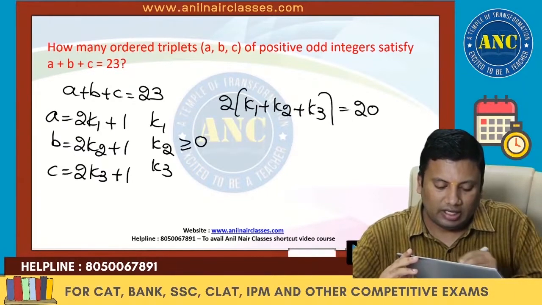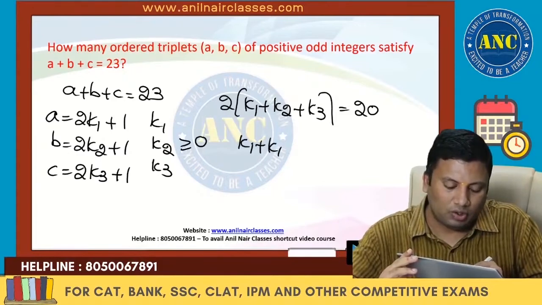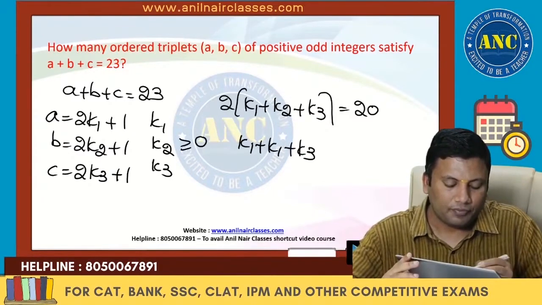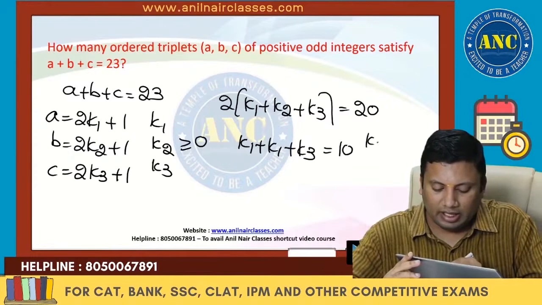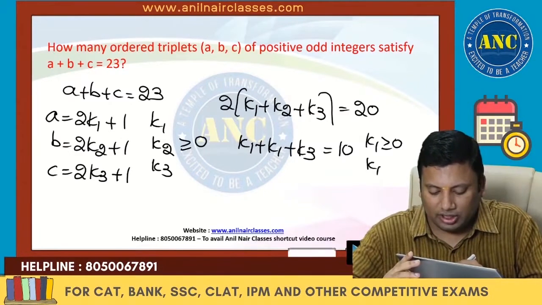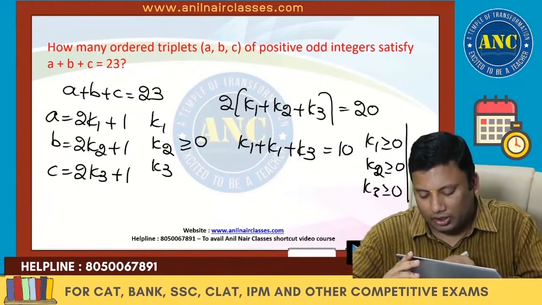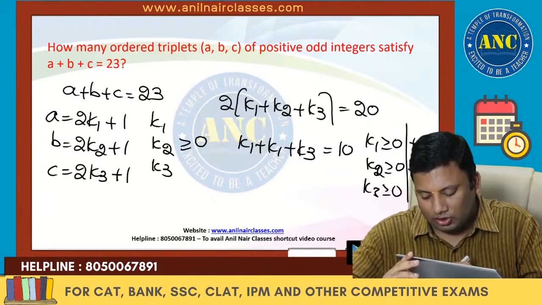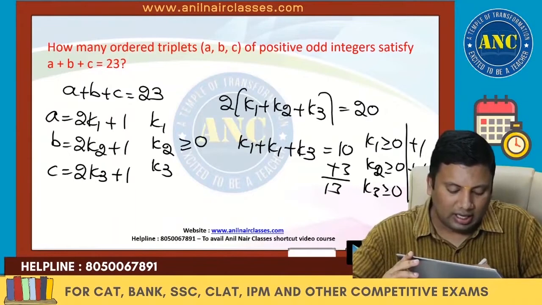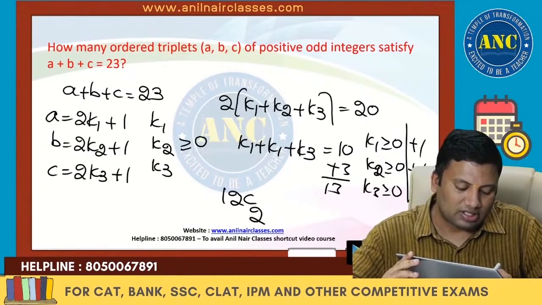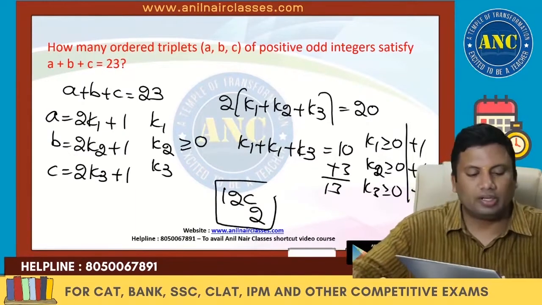It is 20. So, K1 plus K2 plus K3 is nothing but 10. These all start from 0. If it is starting from 0, what should we do? We should add 1. So, 10 plus 3 is 13. 13 means again 12C2. Again 12C2.